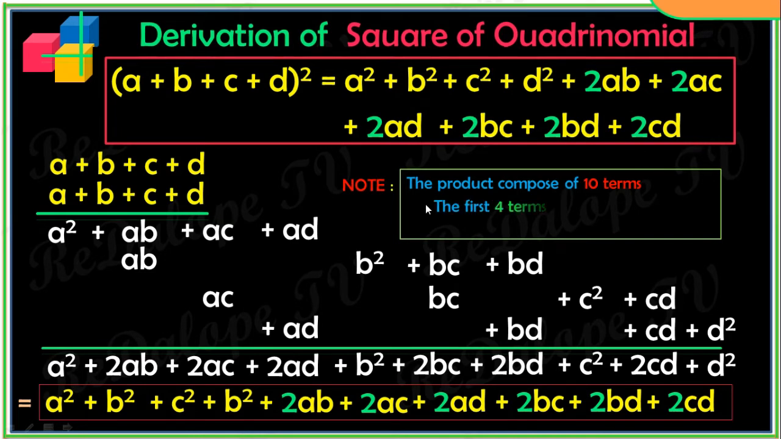The second thing is that the first four terms are all perfect squares. So these are the perfect squares: the first four terms, a square, b square, c square, d square. And the third thing is that the last 6 terms are all even numbers. So we have the last 6 terms, 2ab, 2ac, 2ad, 2bc, 2bd, 2cd. Since these numbers are multiplied by 2, any number multiplied by 2 is an even number.